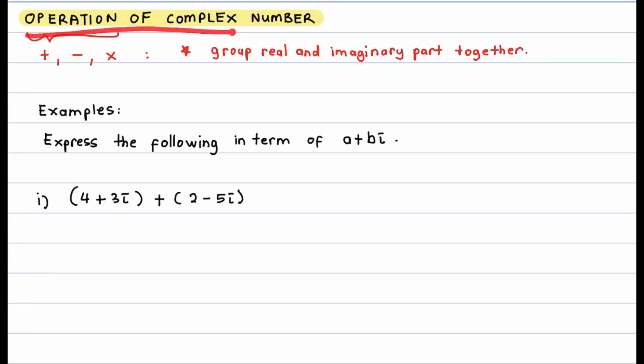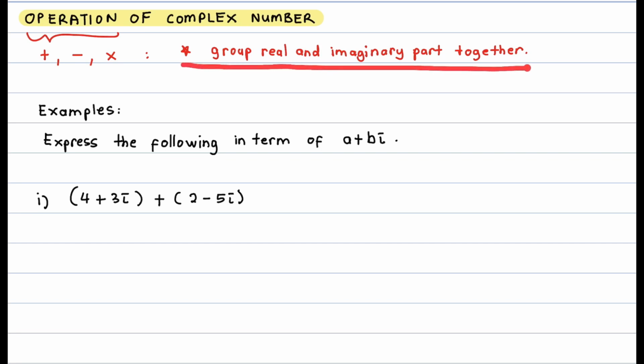Okay, now let's look at the operation of complex numbers. Here, we'll be seeing the operations of plus, minus, and multiply only. The division is going to be taught in class. Whenever you have these operations of complex numbers, which are plus, minus, and multiply, what you have to do is group your real and imaginary parts together.